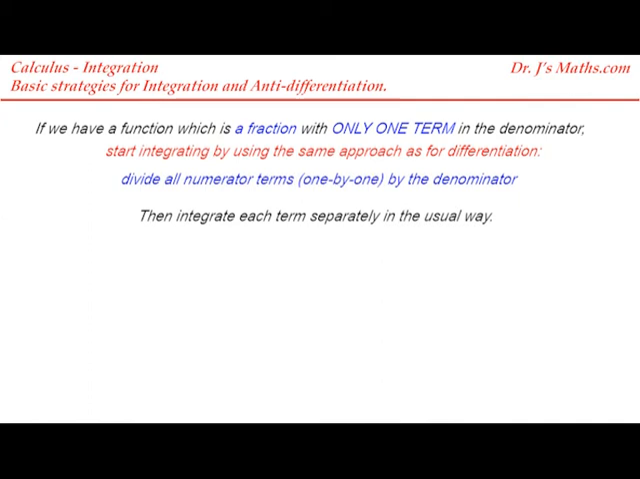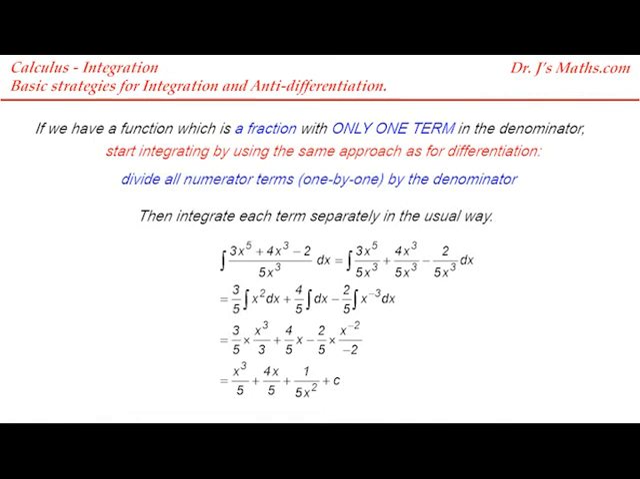So splitting up our problem, we have 3x to the fifth over 5x cubed plus 4x cubed over 5x cubed minus 2 over 5x cubed dx. Then we can rewrite each of the terms, putting the numbers and the fractions at the front of the integral sign because they don't come into the actual calculation, and then bringing any terms in the denominator back into the numerator. So we have 3 over 5 integral of x squared dx plus 4 over 5 integral of 1 dx minus 2 over 5 integral of x to the minus 3.